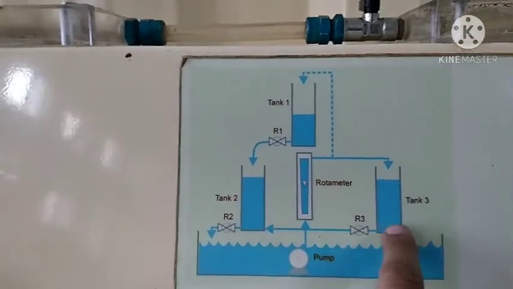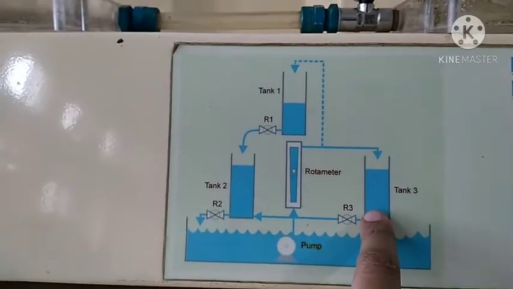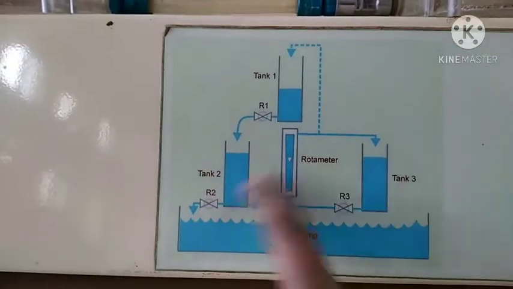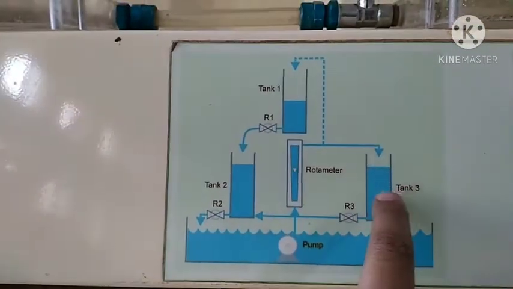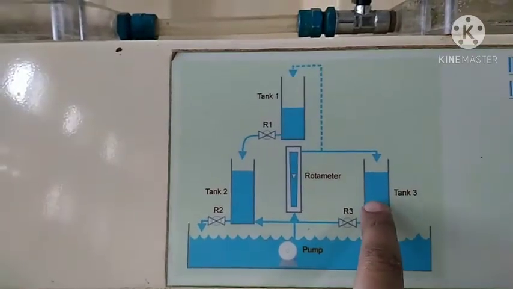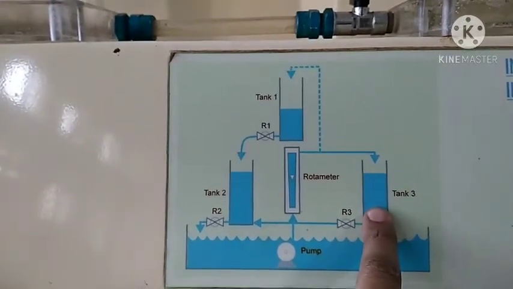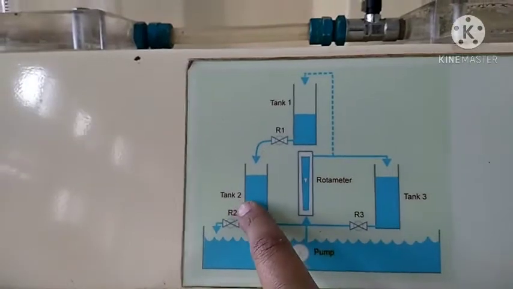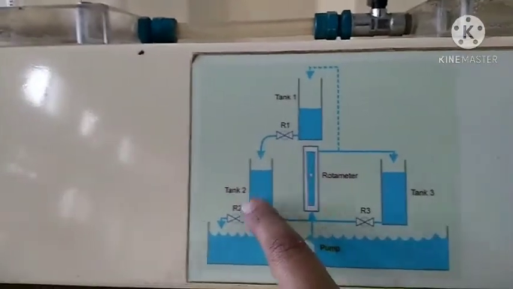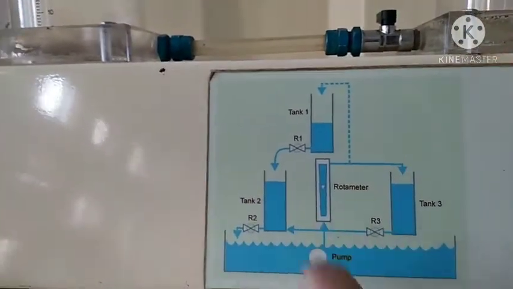In an interacting system, there is a direct correlation between the head and the flow rate. If you increase the flow rate, the head will increase. If the head of tank 3 increases, you can see the change in tank 2 also. So if there is a direct correlation, then it is called an interacting system.